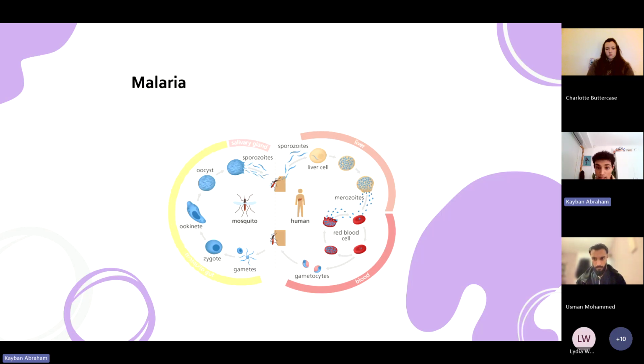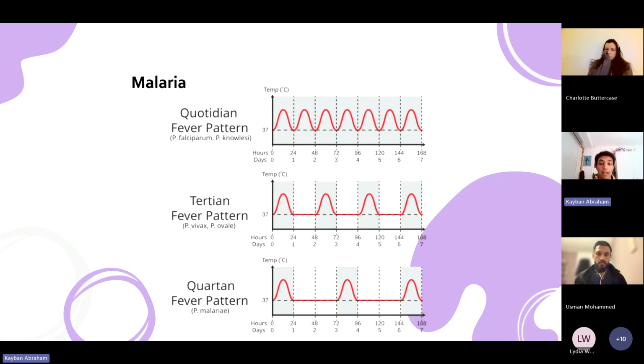But even worse than that, or maybe even better, is the fact that somehow all of those parasites in your body will communicate to develop at exactly the same rate. And what that means is they all burst out of red blood cells at the same rate to infect more red blood cells. And that is why you get these patterns that you see in malaria.